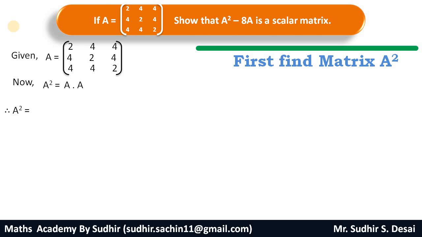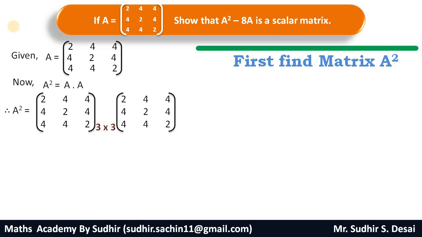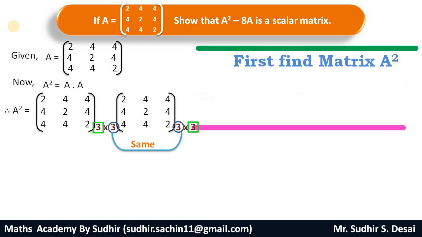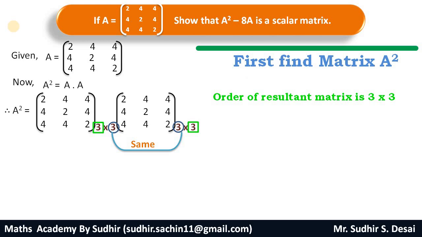So therefore A square is equal to first matrix A, 2 4 4, 4 2 4, 4 4 2, which is of order 3 by 3, 3 rows and 3 columns. We have to multiply it with the same matrix, which is again of order 3 by 3. In previous lectures we have seen that for the multiplication of two matrices, the number of columns of the first matrix must be equal to the number of rows of the second matrix. If they are the same, then matrix multiplication is possible, and the order of the resultant matrix A square will be 3 by 3. So let's calculate A square.